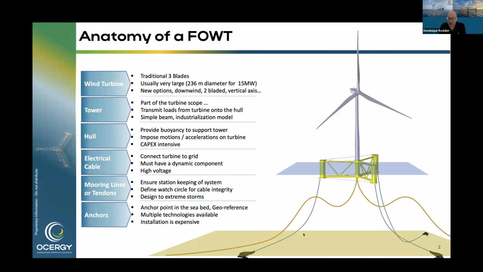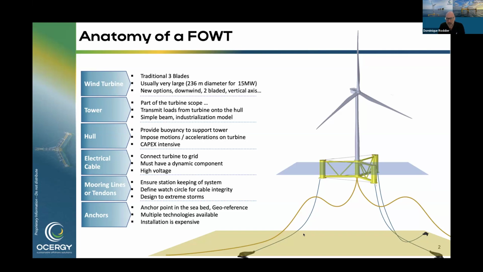The tower is part of the turbine scope, and this is really a very critical piece because this is where all the loads coming from the turbine are transmitted into the hull. The fatigue of the tower is really something that we care deeply about. Most of the failures on wind turbines are in blades or in towers. You lose your tower, basically you lose your entire system.